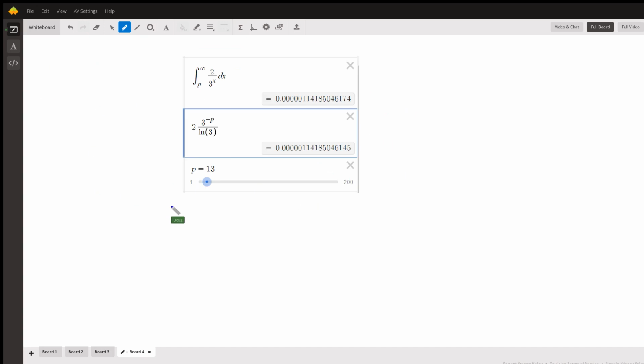Now if we go to the next board, you can see that I've actually evaluated this on Desmos. Here's the definite integral, and here is what we ended up with. And you can see that, well, the numbers aren't the same out there at the end, but this is the upper bound right here.